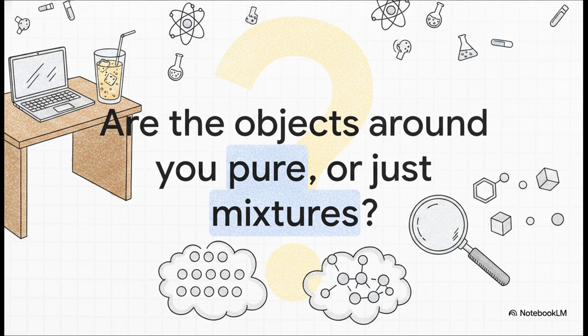So, as we wrap up this explainer for Lesson 2.7, I really want you to start looking at the world around you with a scientist's eye. Think about the desk you are sitting at, the drink in your hand, or the air filling your room. Ask yourself, what is truly scientifically pure? What is a complex, chemically bonded compound? And what is just a clever physical mixture just waiting for the right tool to pull it apart?